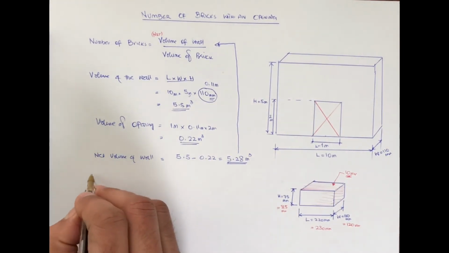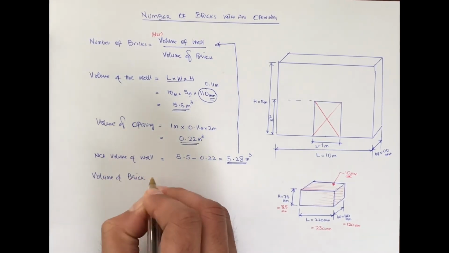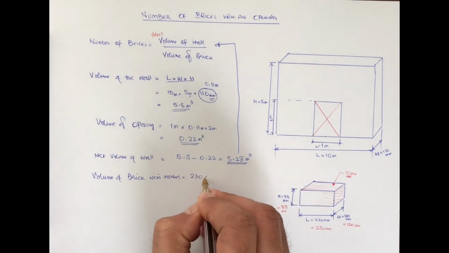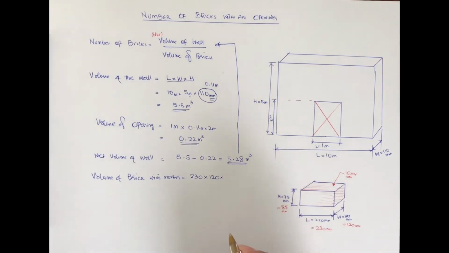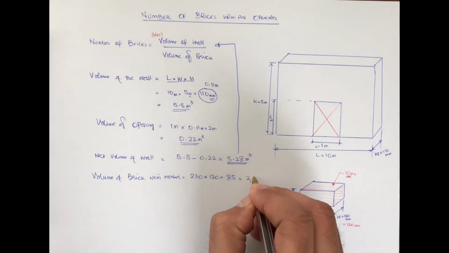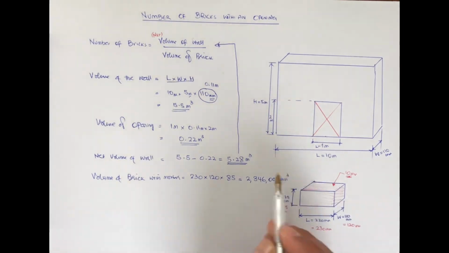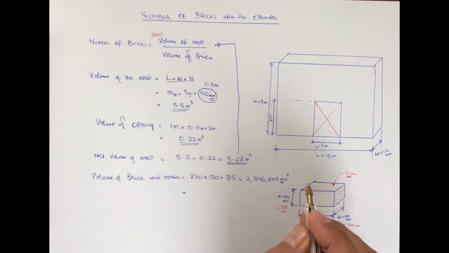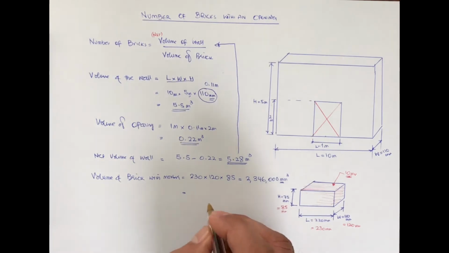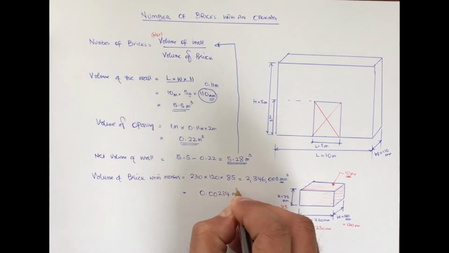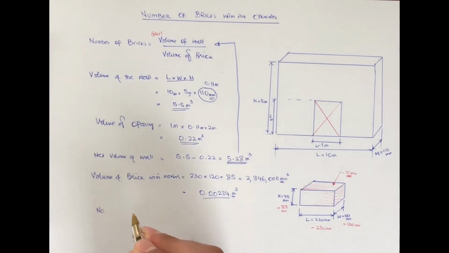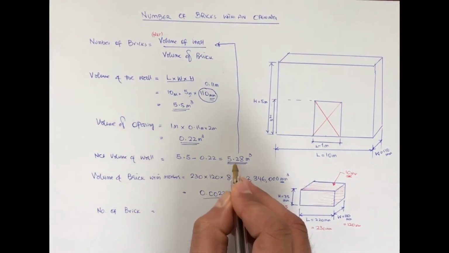Let's calculate the volume of the brick with mortar. That would be length times width times height using the same formula. We can fit in all these dimensions: 230 millimeters times 120 millimeters wide times 85 millimeters high, and you will get 2,346,000 cubic millimeters. Now we need to make that consistent with cubic meters, so divide that by 10 to the power 9, which converts to 0.00234 cubic meters.